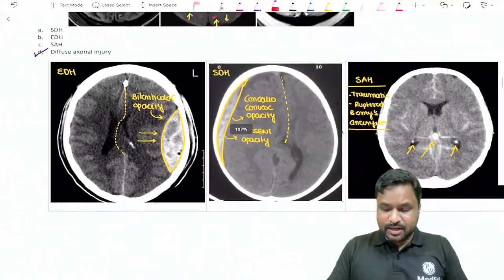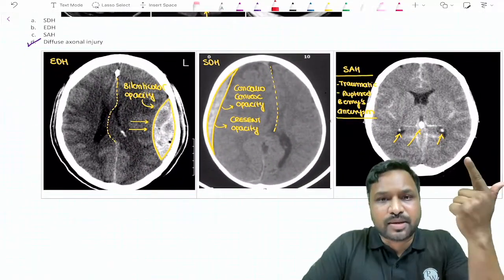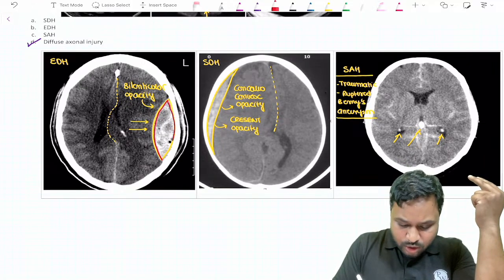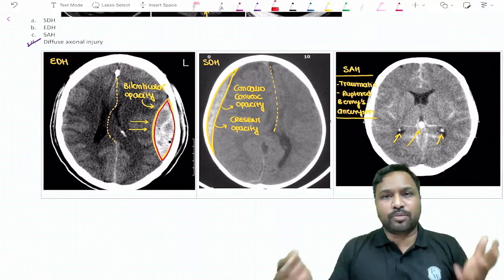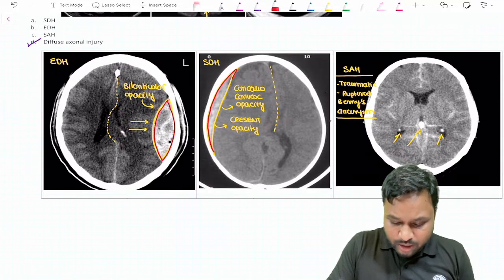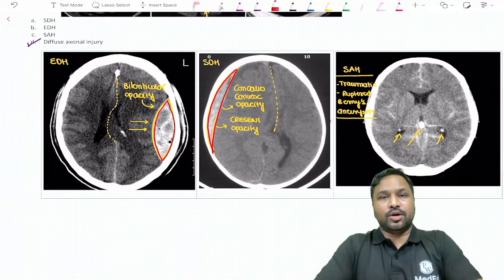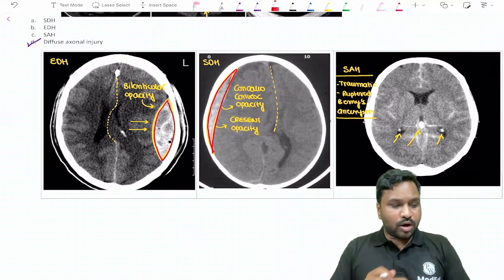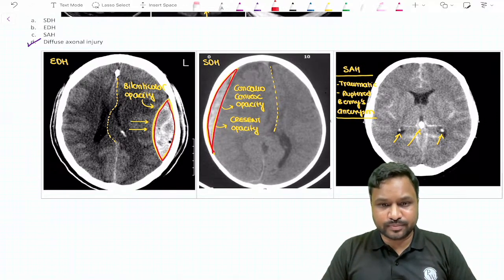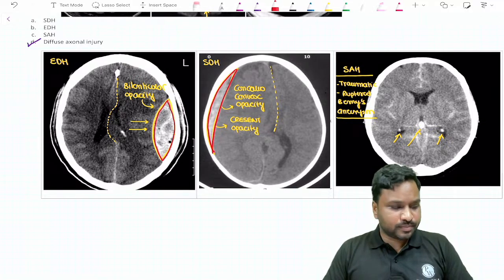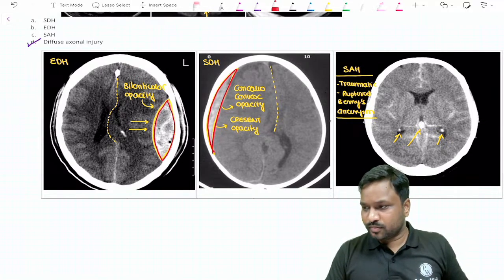Now, what are the other things that you can see in trauma? You can have extradural hemorrhage, subdural hemorrhage, subarachnoid hemorrhage. Extradural hemorrhage is going to have a convex opacity or biconvex, lentiform opacity. Subdural hemorrhage is what we call the concavo-convex opacity, also called the crescent opacity. Is that clear? Clear, guys? Okay.